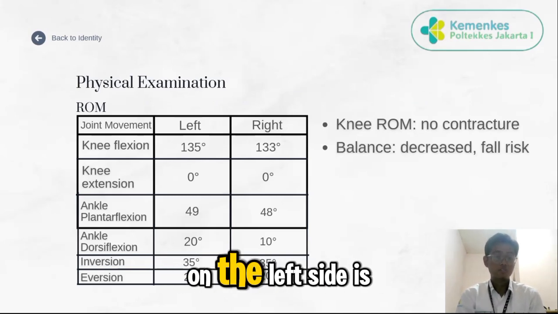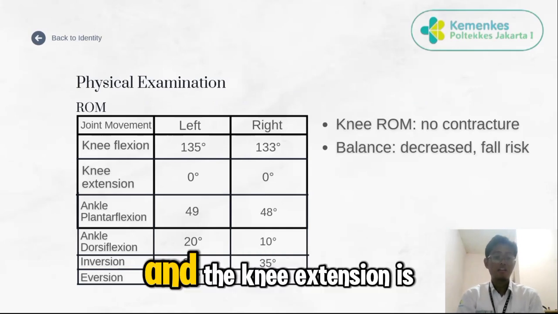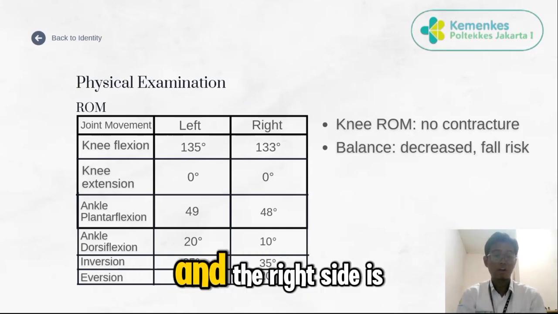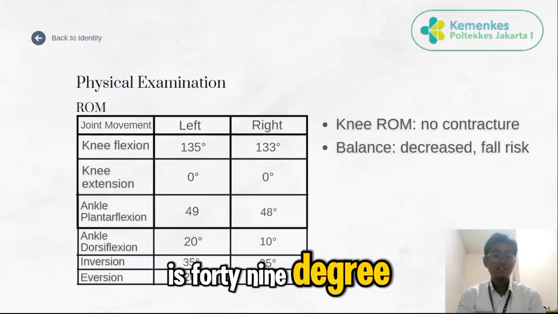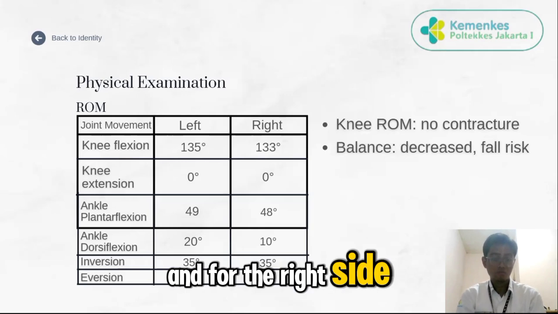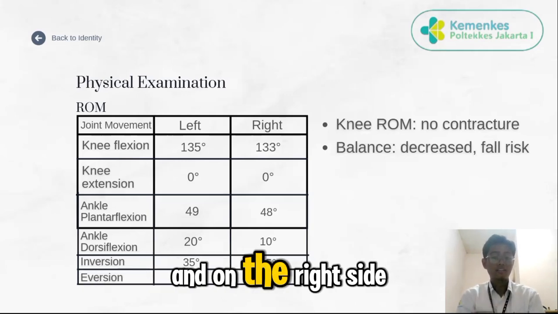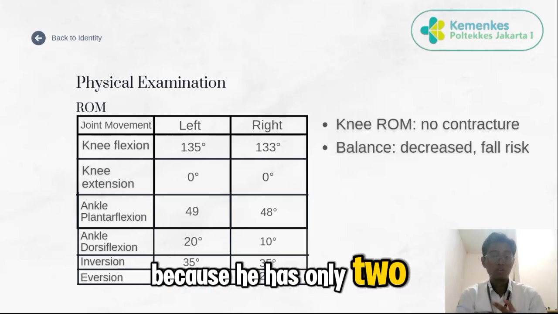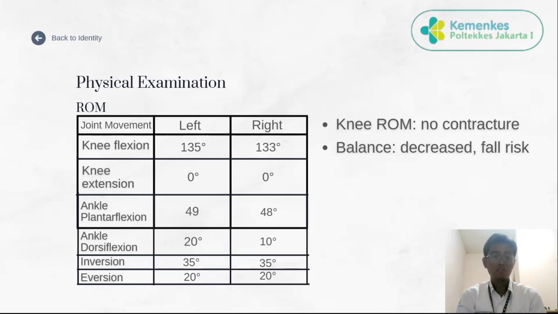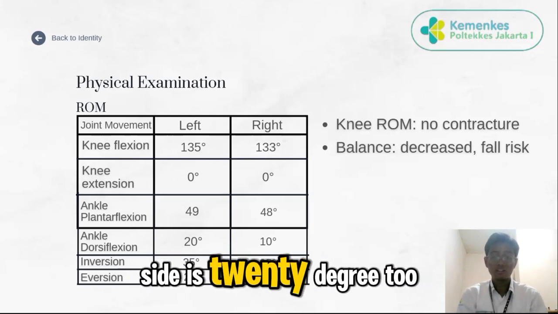For the knee flexion, on the left side is 135 degrees and the right is 133 degrees. And the knee extension is 0 degrees and the right side is 0 degrees as well. Ankle plantar flexion is 49 degrees on the left side, and the right side is 48 degrees. Ankle dorsiflexion is 20 degrees, and on the right side, which is the affected side, it is only 10 degrees because he has only grade 2 dorsiflexor. Inversion is 35 degrees and the right is 35 degrees too, and eversion is 20 degrees and the right side is 20 degrees too.